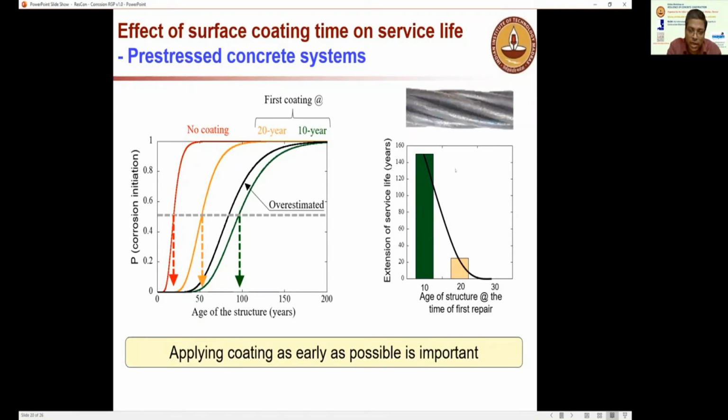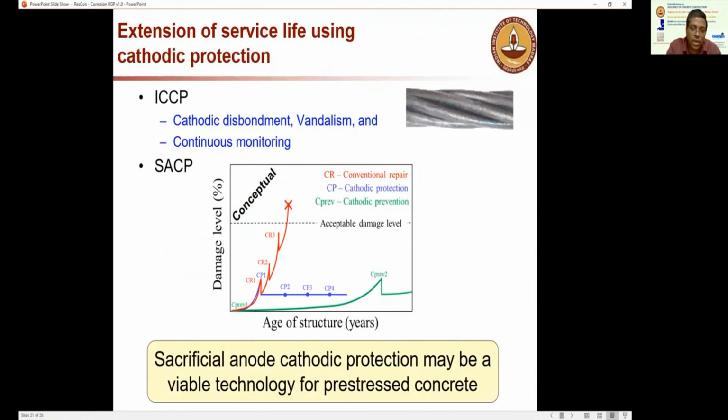Look at the right side curve. So the message here is if you do not apply the surface coating before the corrosion initiation time, then it's very, very difficult to enhance the service life of the structure. So the action has to be taken as early as possible. Again, for the cathodic protection, it is possible for pre-stressed concrete structures.